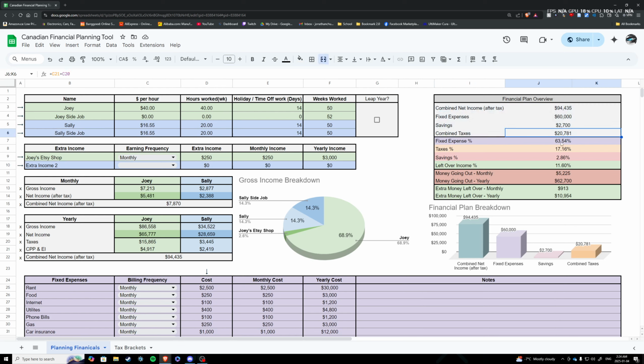Then you have our fixed percentage, for fixed expenses, percentage, tax, savings, and leftover income. You can see that here. And then you can see our money going out monthly and our yearly. And then we can also see the extra money left over monthly and yearly also.